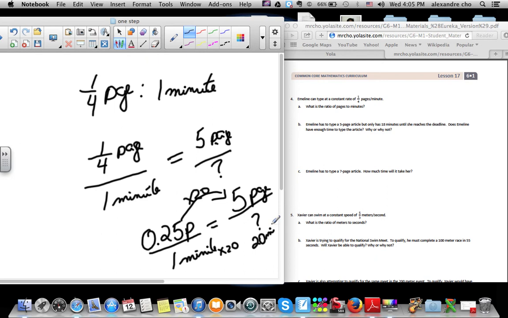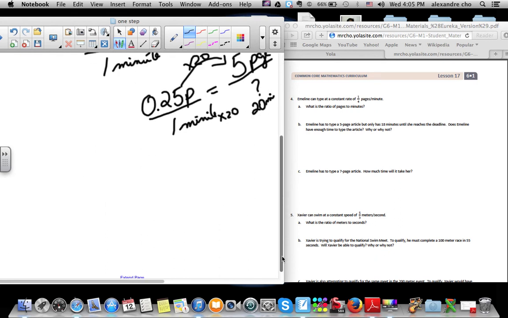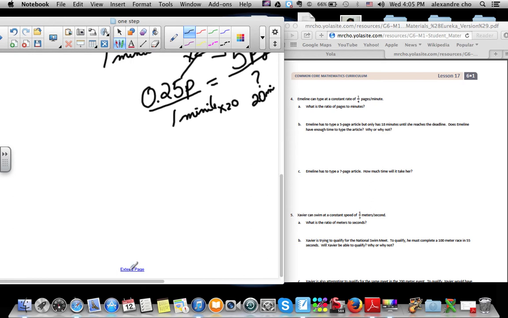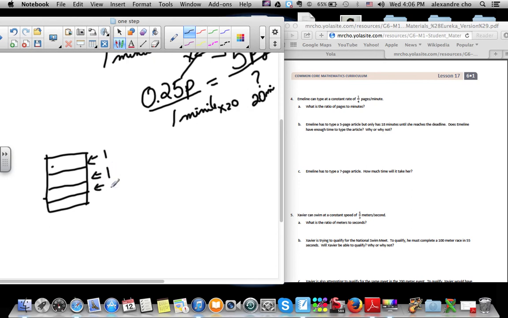So does she have enough time? No, because she only has 18 minutes. You could have drawn this, if you understand. Another way of doing this is drawing, which actually shows, here's a page, and let's divide this in quarters: 1, 2, 3, 4. For her to type this section right here, it takes 1 minute, another minute here, and another minute here. So to do one single page, it takes her how many? It takes her 4 minutes.